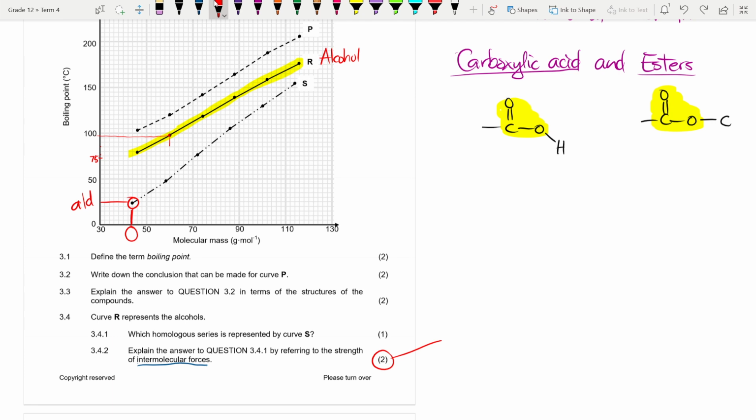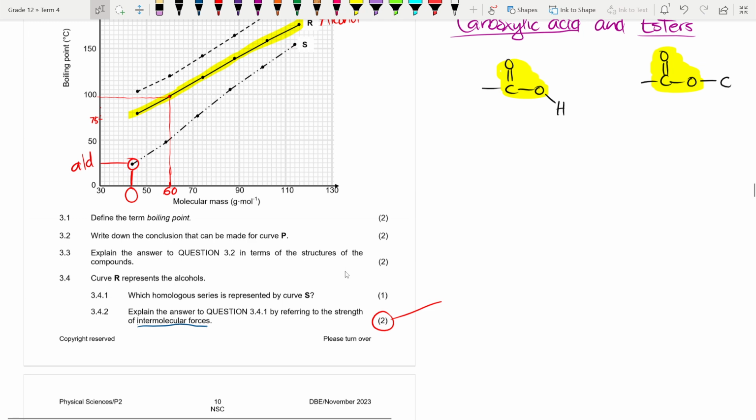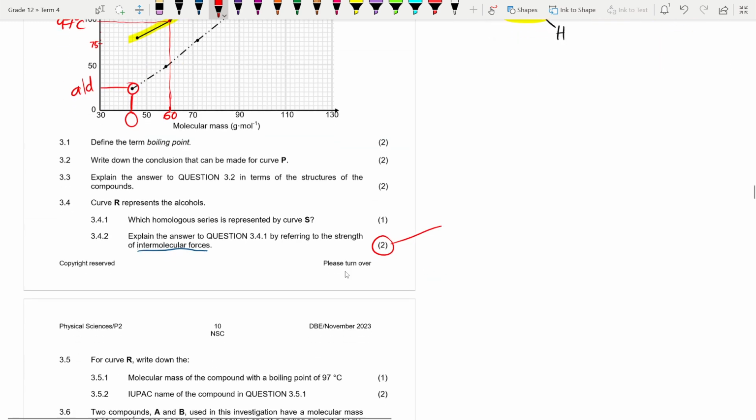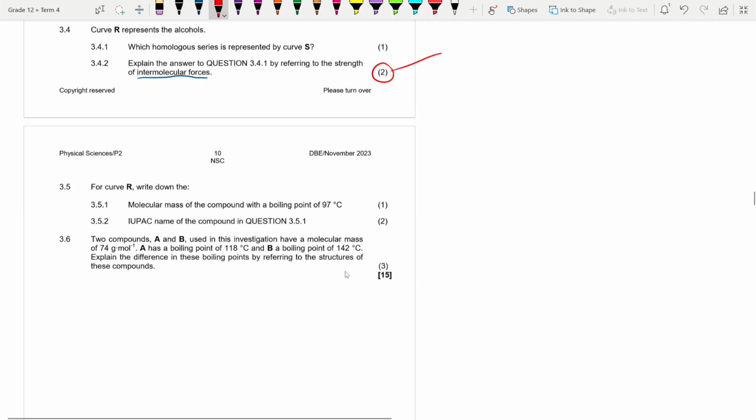Then I can go and check what the molecular mass will be. According to this, it should be 60, in the middle between 50 and 70. Okay, so the answer we're looking for is 60 grams per mole. That's the molar mass of the compound that has a boiling point of 97 degrees Celsius. If you have any question at any point, do ask. So the compound we're looking for has 60 grams per mole. That's just reading the graph.